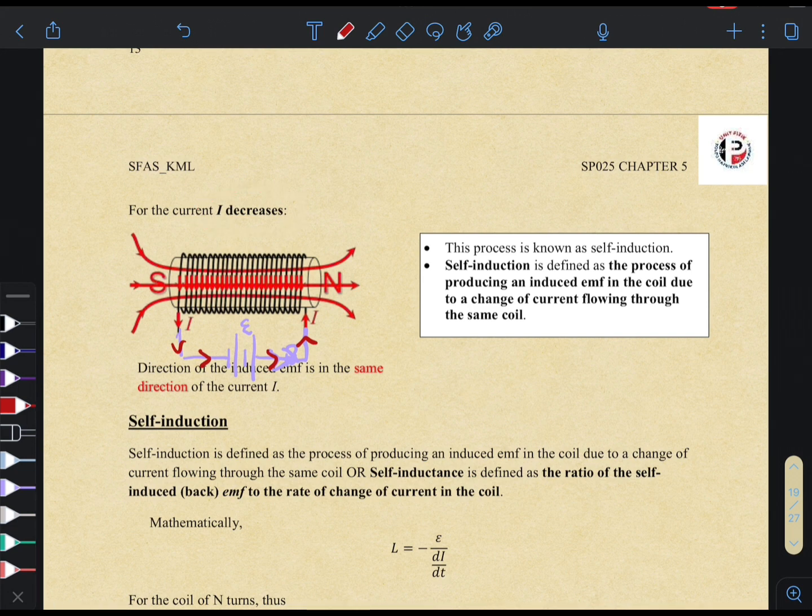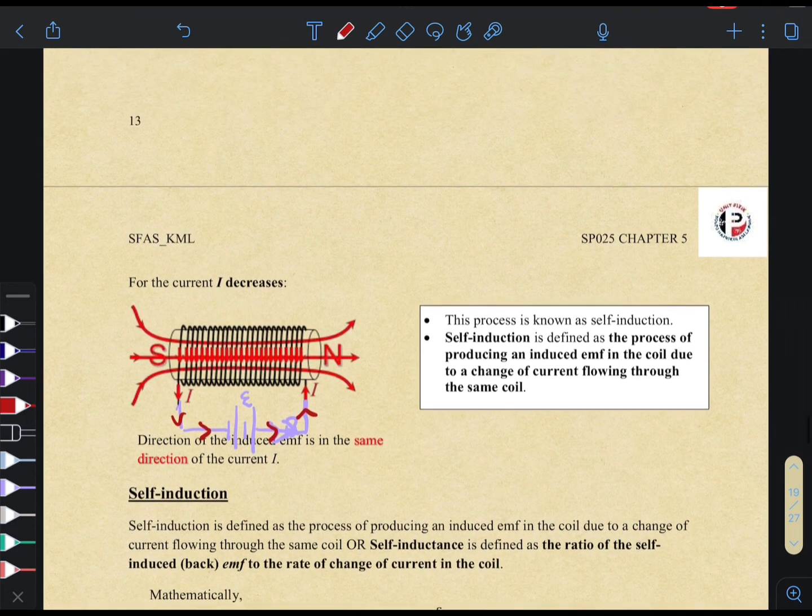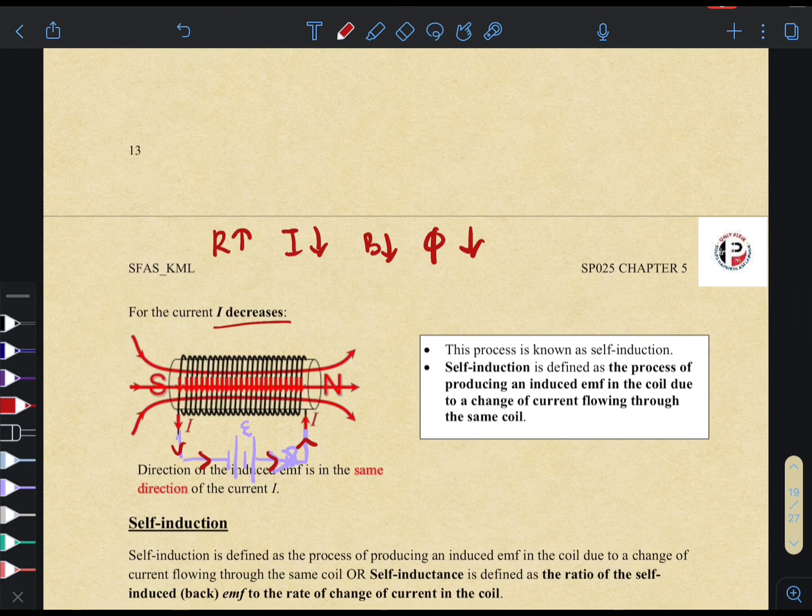For the case of I decrease, macam mana I boleh decrease adalah you have to increase the resistance. Untuk kurangkan I, you have to increase the resistance. R increase leads to I decrease because they are inversely proportional. Bila I decrease, B akan decrease because they are directly proportional. Therefore leads to flux pun berkurang as they are directly proportional according to their equation. So bila flux berkurang pula, according to the table dalam 5.2, when your flux changes, itu berkurang, your flux decrease, B induced kamu akan same direction dengan B external kamu.